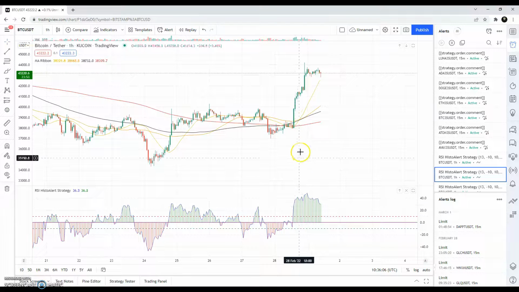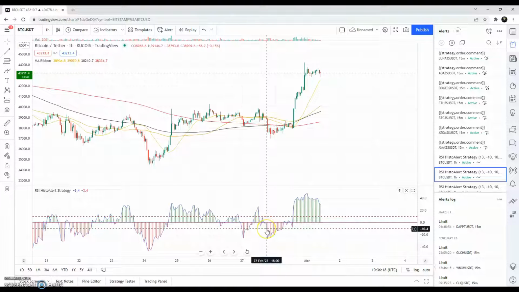RSI histo is above 10. We're above the black line, buy. We get out when the RSI histo comes back down to 0. Simple as that. Same thing for the short. When the RSI histo is below -10, which is this dotted line, and the candles are below the black line, we get into a short. As you see here, we got into this short and then we got out about right here.